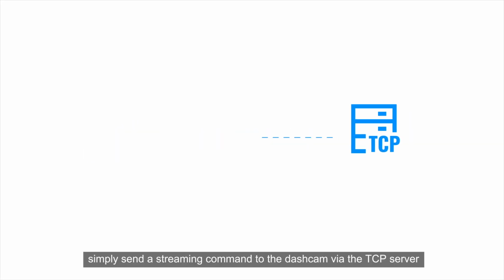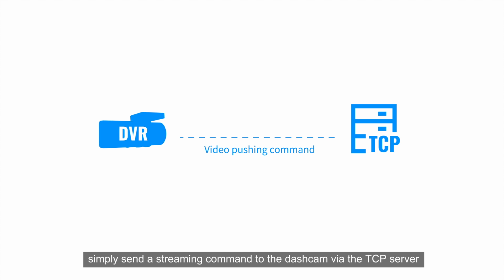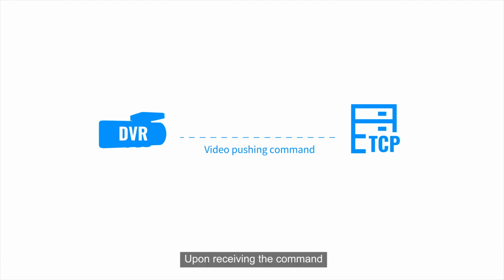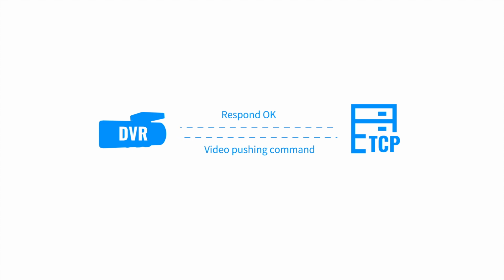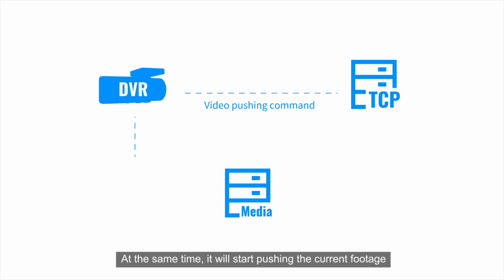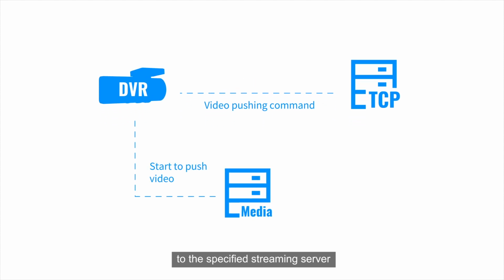To view the live video stream, simply send a streaming command to the dashcam via the TCP server. Upon receiving the command, the device will first respond to the TCP server, indicating command reception. At the same time, it will start pushing the current footage to the specific streaming server.